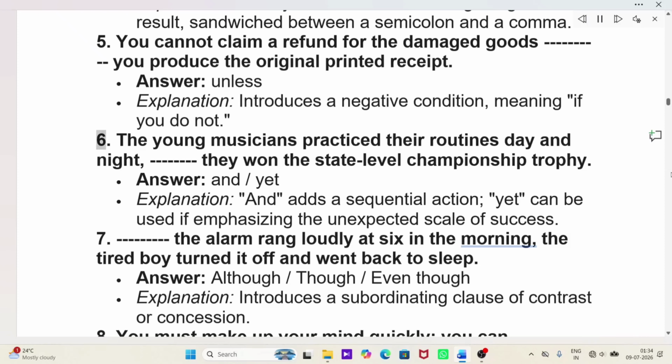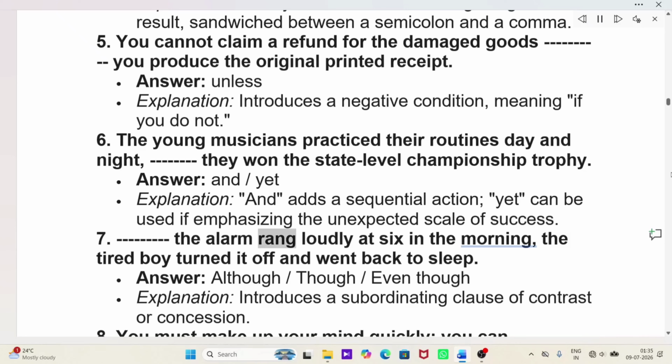6. The young musicians practiced their routines day and night, they won the state-level championship trophy. Answer: and / yet. Explanation: and adds a sequential action, yet can be used if emphasizing the unexpected scale of success.